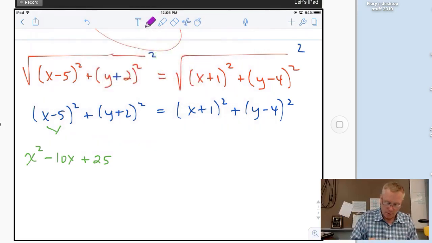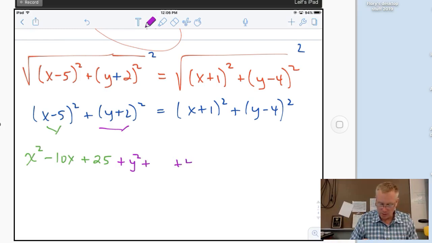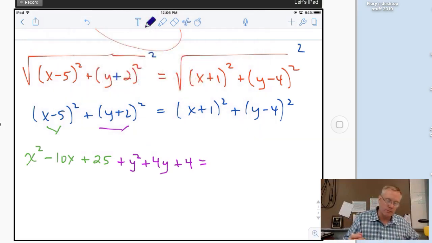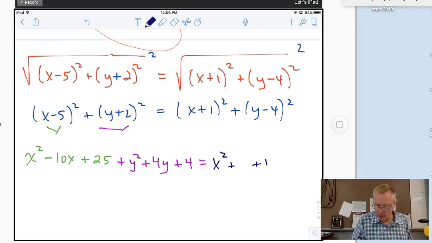The next one is y plus 2 squared. So that's y squared. The last term will be 2 squared is 4. The middle term will be y times 2 doubled, which is 4y. All right, now I'm doing the right side. You could do these by FOIL, I just happen to know the formula. I'm thinking you might benefit from hearing it. x squared plus, and plus for 1. Whoops, 1 squared is 1, not 11. And then to get the middle term, multiply these two together and then double it, which is 2x.